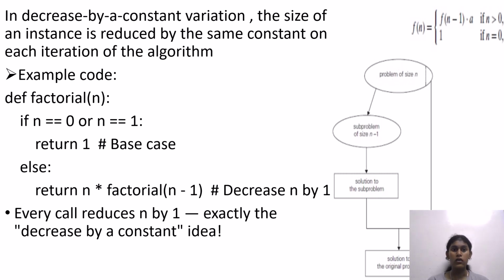In the decrease by a constant variation, the size of an instance is reduced by the same constant on each iteration of the algorithm. Example code: define factorial of n. If n equals 0 or n equals 1, it returns 1, else it returns n star factorial of n minus 1. Every call reduces n by 1, exactly the decrease by a constant idea.